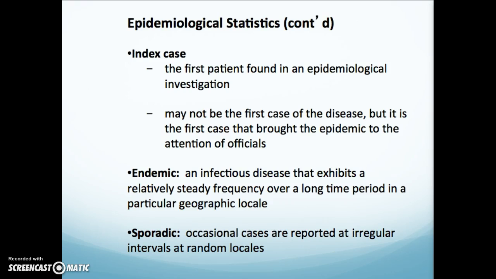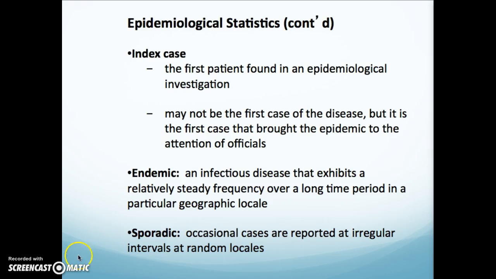Lastly, there's a few vocabulary words that may help you while you're reading. Endemic is an infection that will be at a relatively steady frequency over a long period of time in a particular geographic locale. And often we say malaria is endemic to portions of Africa, and that's it. There's a steady frequency of it in a particular region over a long period of time.